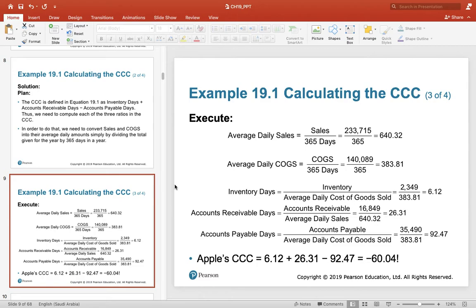Now put the formula for the cash conversion cycle: receivable days plus inventory days minus payable days. So 6.12 is the inventory days plus 26.31 is the receivable days minus 92.47 is the payables days. So the cash conversion cycle is minus 60 days. See how good the company is at managing.